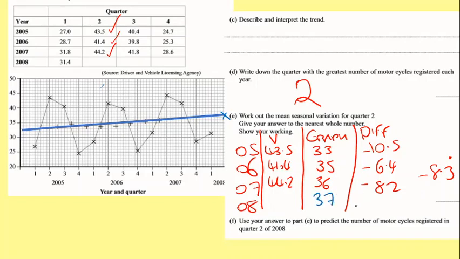Now I estimate my difference is going to be minus 8.3 recurring. So what I need to do now is 37 plus 8.3. And I reckon this one here should really be 45.3. So my answer here is 45.3. And remember it's in thousands, so you could put 45,300.